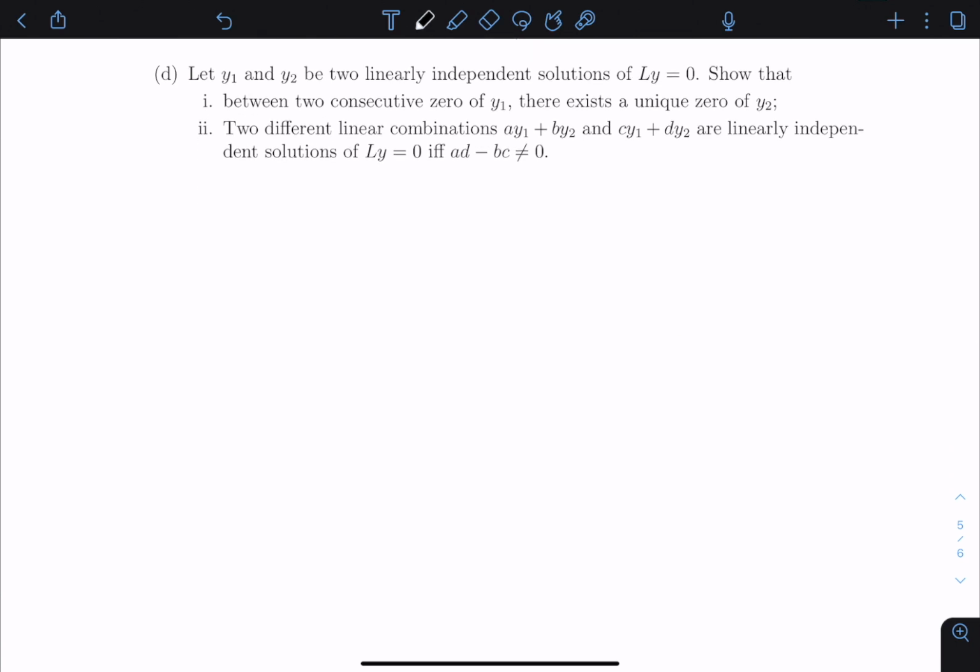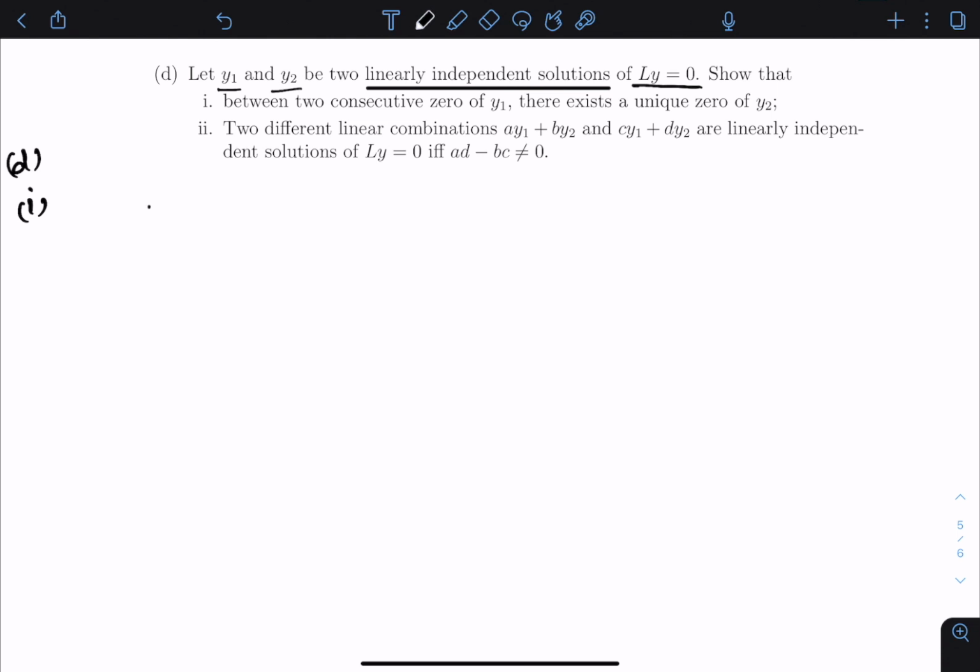What is D? D is telling you that if you have two solutions y1 and y2 which are linearly independent of this homogeneous problem, second order homogeneous problem, then show that, so D, we are doing D1, that between two consecutive zeros of y1 there is a unique zero of y2.